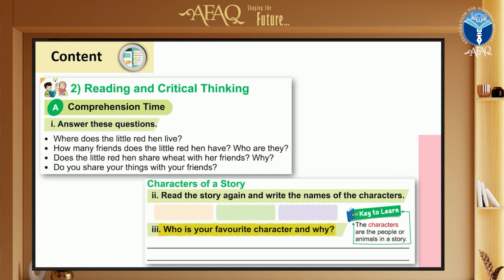Who is your favorite character and why? Now, you are going to select which one is your favorite character and what makes it your favorite. You are going to answer it in one line.